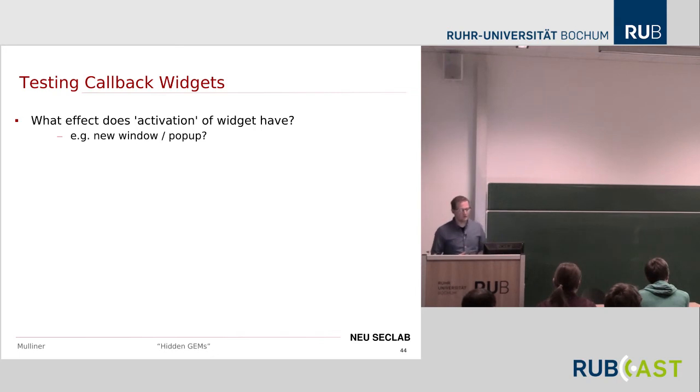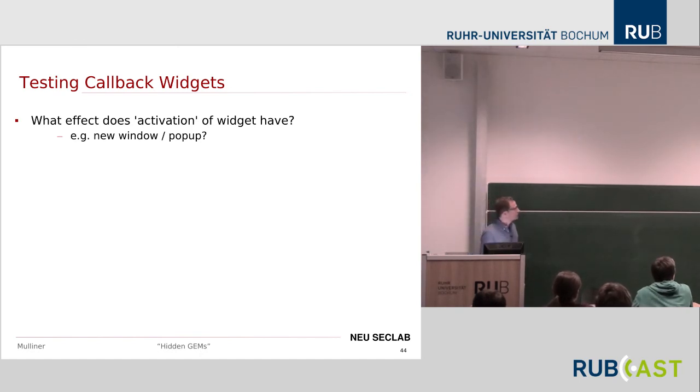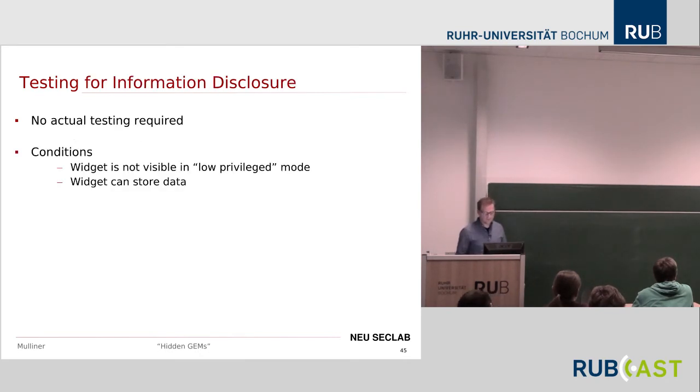So when you test a callback, for example, what was the result of the activation? For example, is it a new window or is it a pop-up? That's the information we are looking for when we are actually testing.